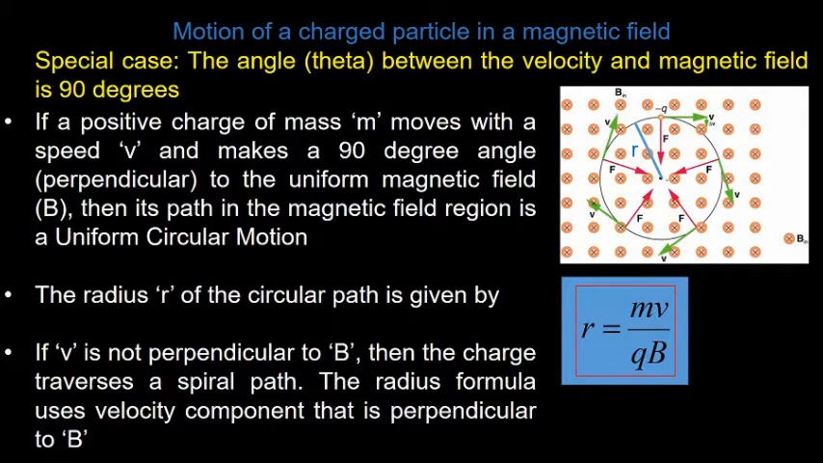So in this, R is the radius of this uniform circular motion, V is the speed of the charged particle, and F is the Lorentz force experienced by it. B is the magnetic field, which in the picture is shown using B subscript IN. So this formula gives the path of a uniform circular motion taken by a positive charge that makes an angle of 90 degrees with the magnetic field.